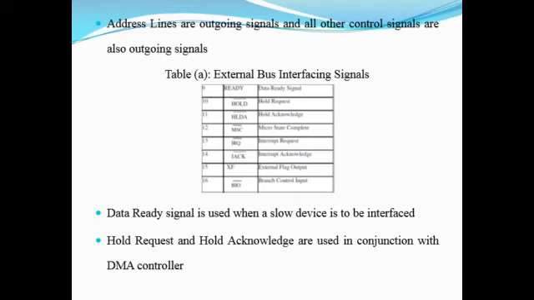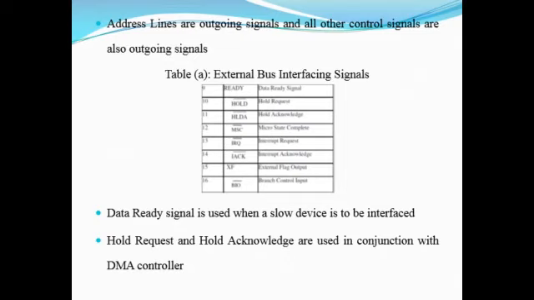IRQ is interrupt request. Whenever any peripherals connected to the DSP device are to be serviced during any operation, there is a request in the form of an interrupt. So that is through the IRQ signal. Then interrupt acknowledge: whatever interrupt is given and the task is completed, it is acknowledged. The data ready signal is used when a slow device is to be interfaced.